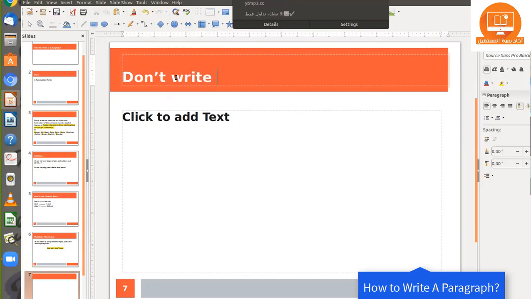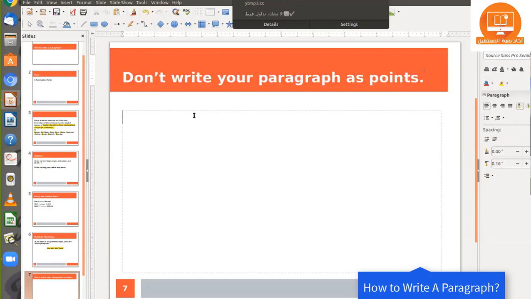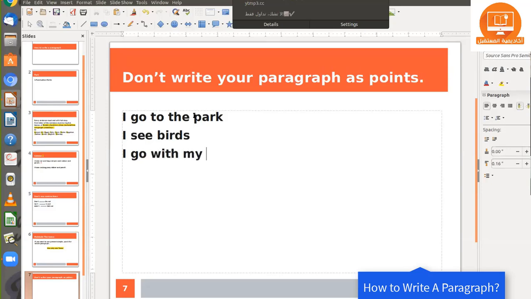Don't write your paragraph as points. Means what? It means don't write separate sentences. Like for example, I go to the park. I watch or I see birds. Points. I go with my family.